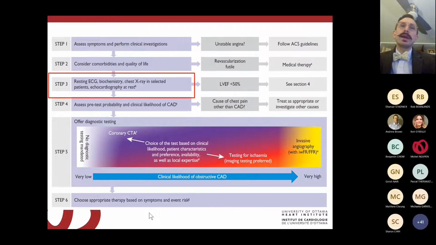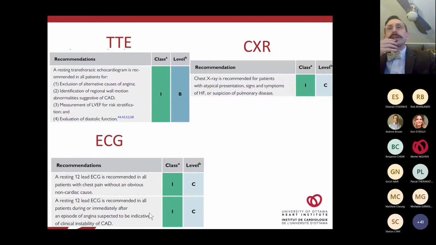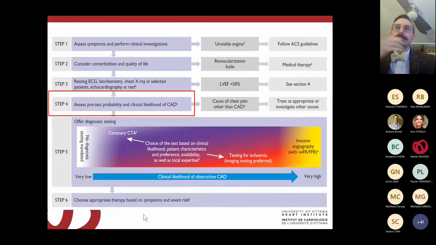In step 3, baseline testing should be completed, including a resting ECG, biochem panel, chest X-ray in selected patients, and a baseline echo. For intermediate risk patients with acute chest pain, transthoracic echocardiography is recommended as a rapid bedside test to establish baseline ventricular function, valvular function, evaluate for wall motion abnormalities, and to assess for pericardial effusions. A baseline ECG and possibly chest X-ray are also recommended, not surprisingly.